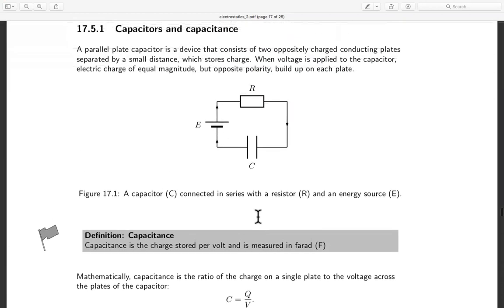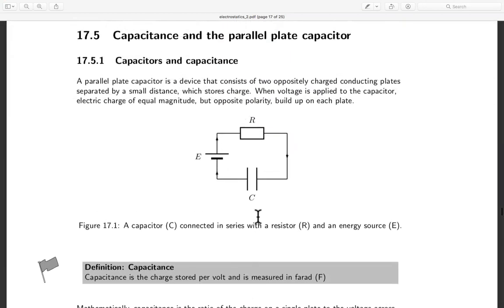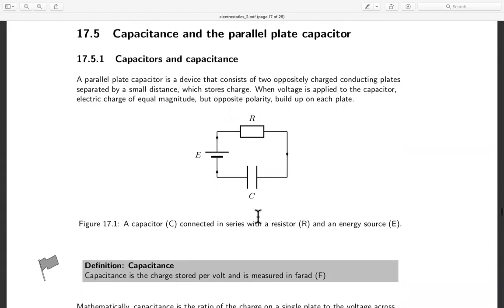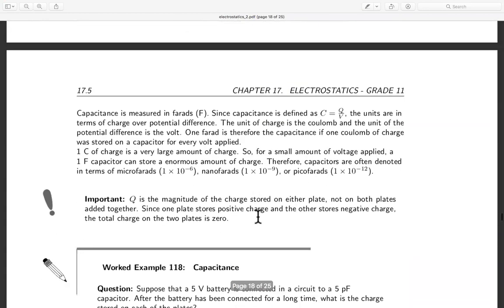A capacitor is like a charge bank. It can save some charge. The function of a capacitor is to be a bank of charge.